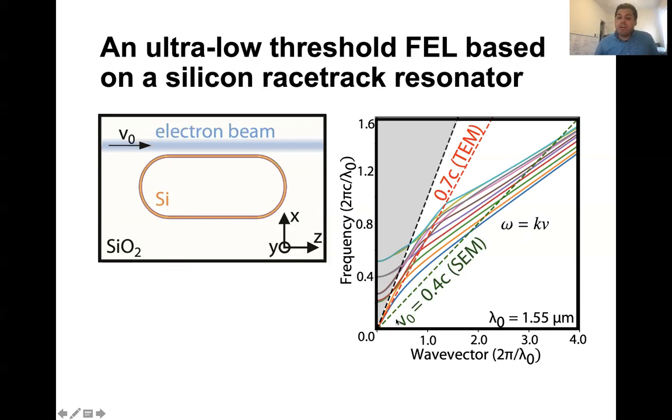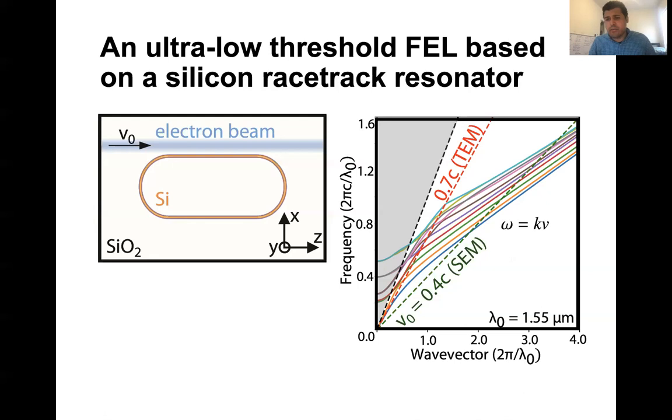Then what I need to do is find the points where omega over k is equal to v, i.e. where the phase velocity of the photon matches that of the electron. So I can just draw a line starting from the origin whose slope is the electron's velocity, and the intersections of that electron line with these photon lines will tell us the different kinds of modes that can lase. You can see already that there's something that looks like it might be undesirable, but it'll turn out to be okay.